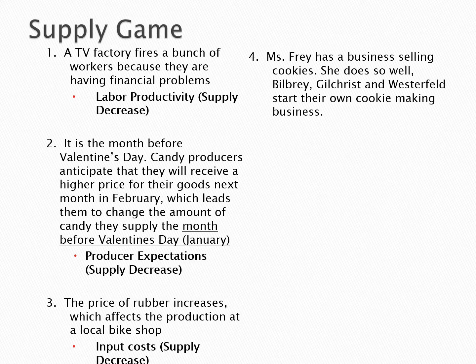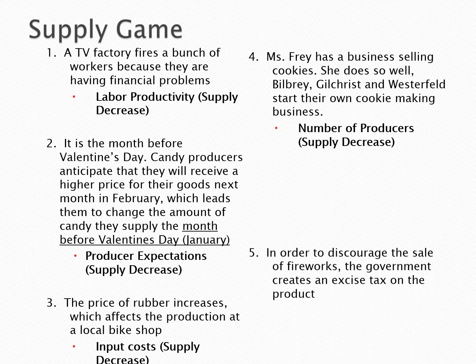Another one. Miss Fry has a business selling cookies. She does so well that Bilberry, Gilchrist, and Westerfeld start their own cookie making business. Well, she's going to have to share her customers with them, so she's not going to make as much of her product, and that is number of producers.